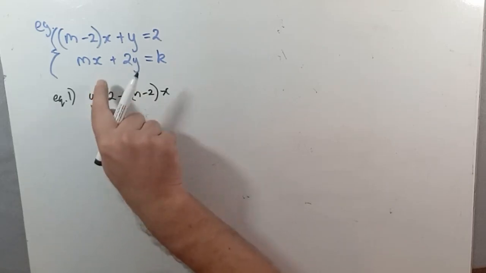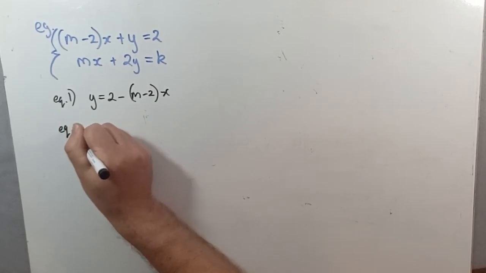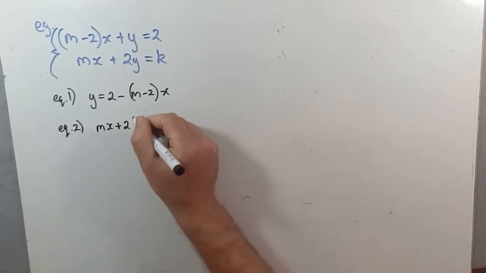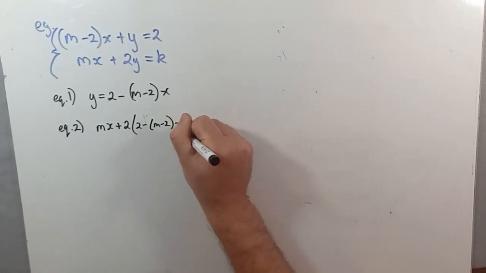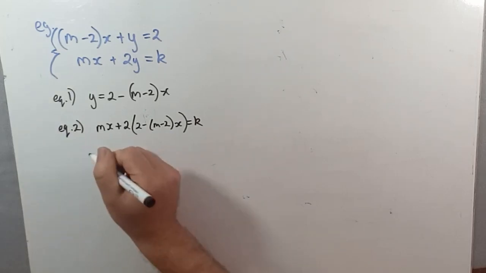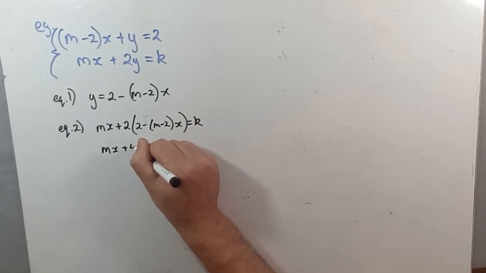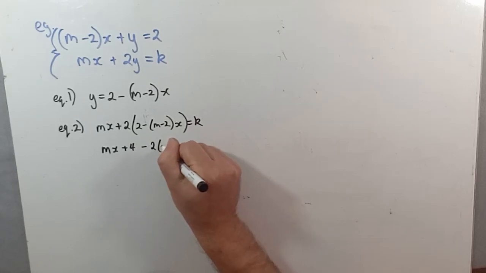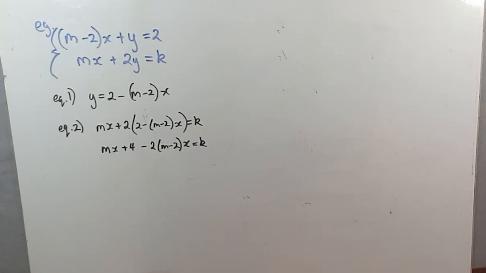All right, so let's put it in. We're going to put it into the second equation, so sub into equation 2. What do we get? We've got mx plus 2y, which is 2 minus m minus 2x, equals k. Can we simplify that at all? Let's expand the bracket. Plus 4 minus 2m minus 2x equals k.